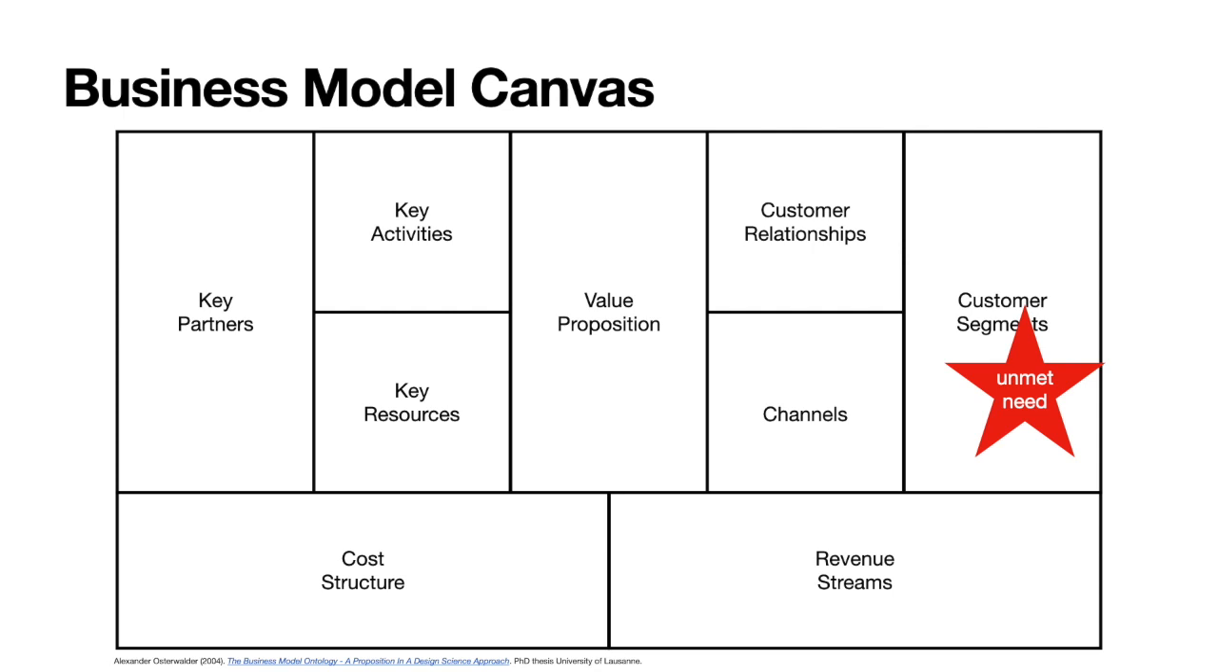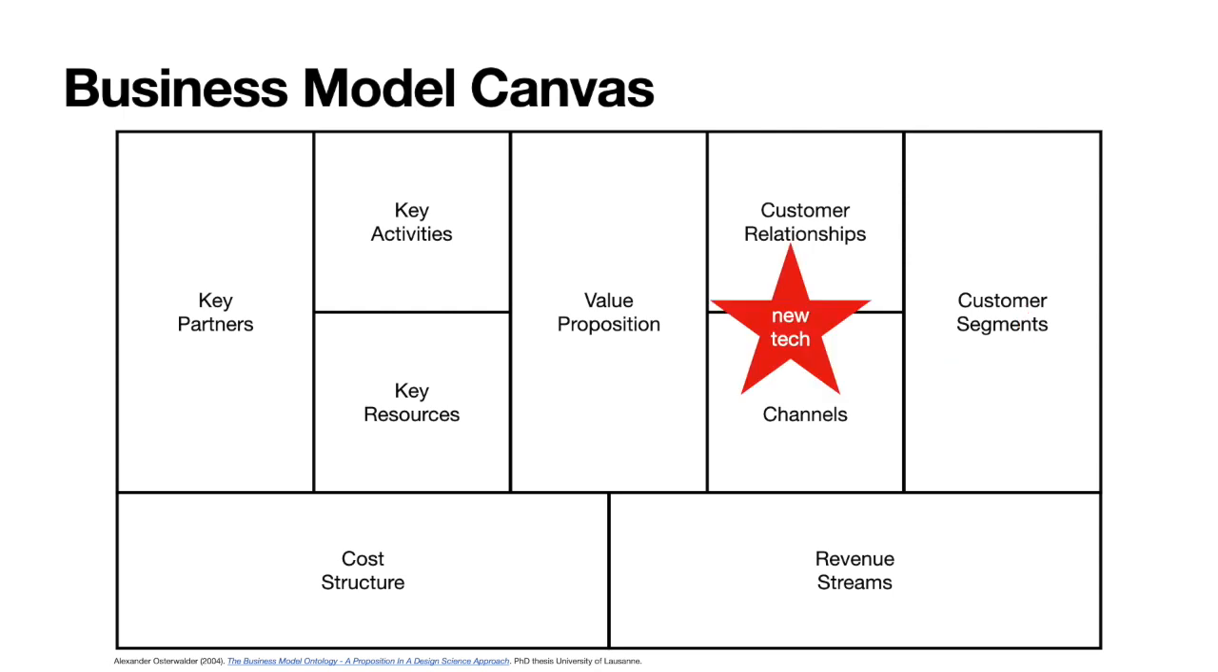Then you could design a new product or service that would satisfy their unmet needs. A new business idea might also emerge because you have specific knowledge about a new technology that enables new value propositions or new channels or new customer relationships. So the new business idea can originate at different boxes of the business model canvas.